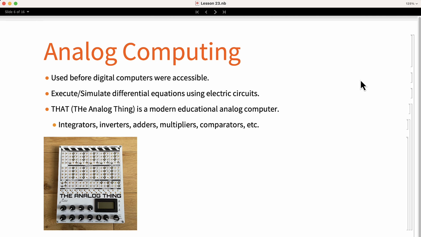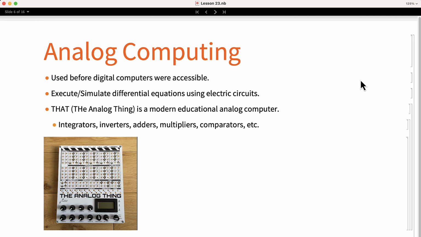Using op-amps, we can perform additions, subtractions, multiplications by a constant, which is amplification or scaling, and we can also perform integrations. We haven't seen yet how we can multiply two voltages, but we'll see it in a future lesson.